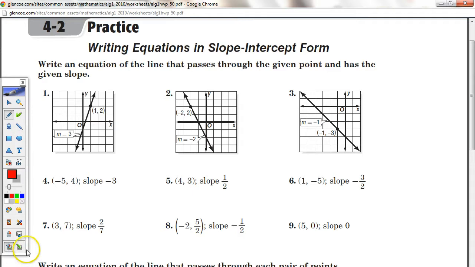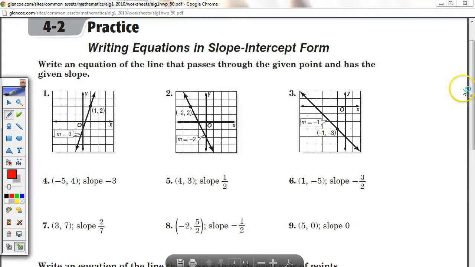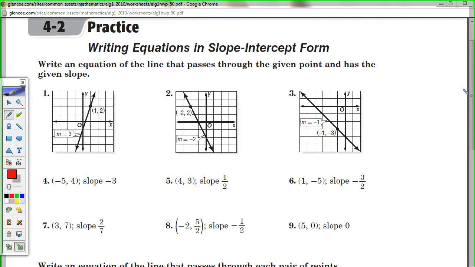Okay, now that we've learned the lesson, let's try some practice in 4.2. Alright, so numbers 1, 2, and 3. Write an equation of the line that passes through the given point and has a given slope.